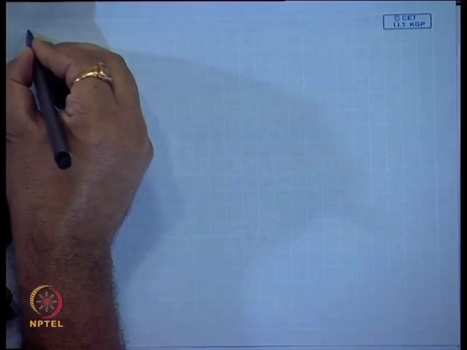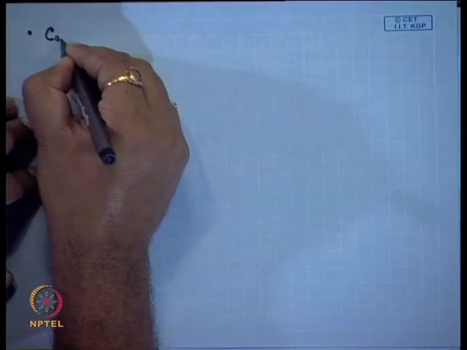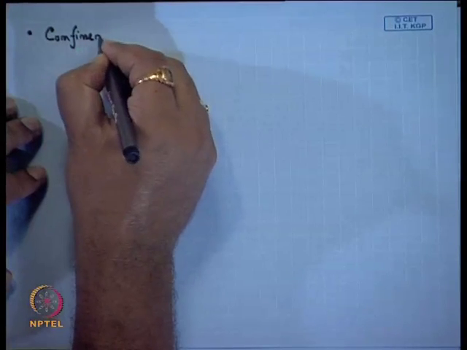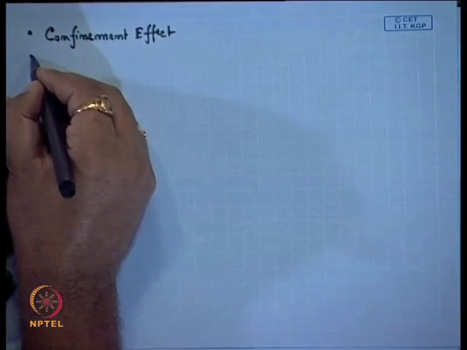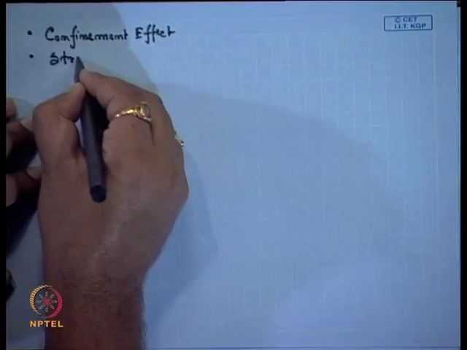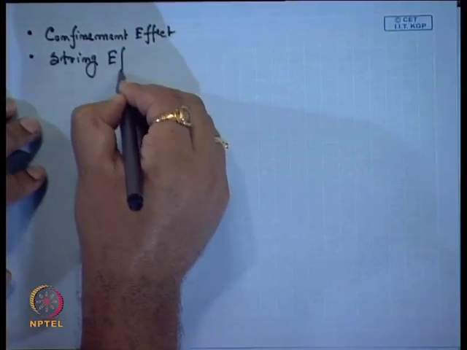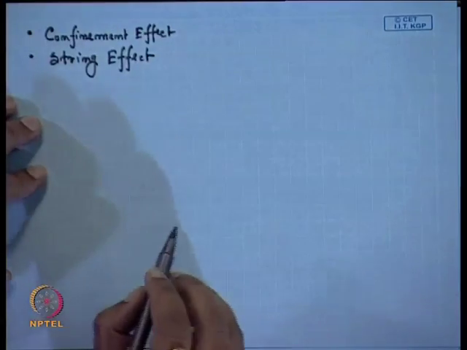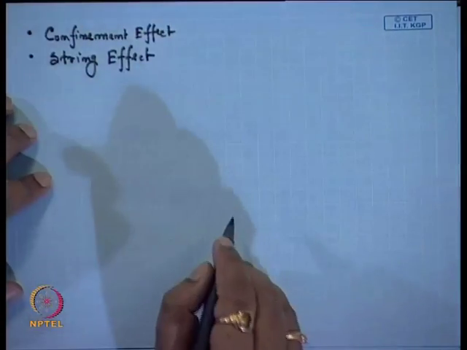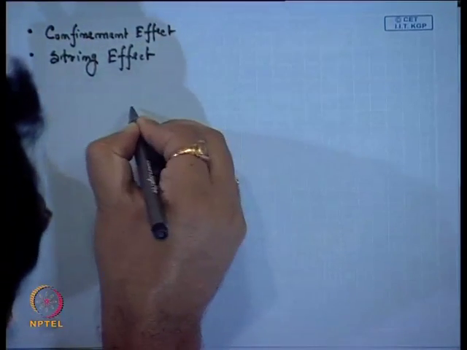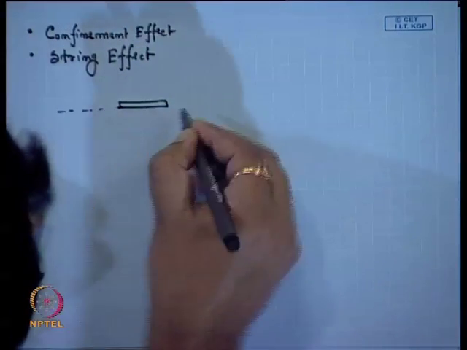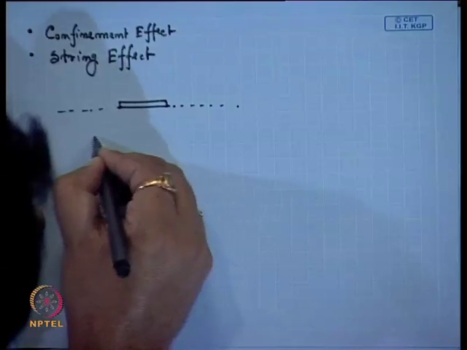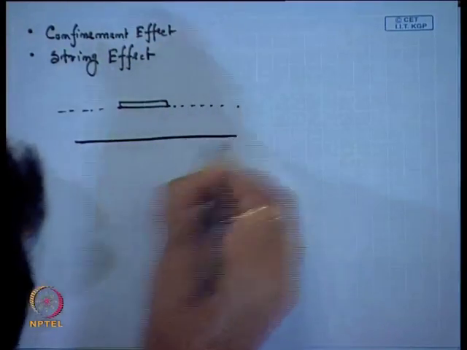Now this improvement comes because of two major actions. One is the confinement effect. Another is the string effect. Now, what is the confinement effect and what is the string effect? Suppose this is the foundation and this is the existing ground level, and this is the reinforcement we are providing. This is before loading.